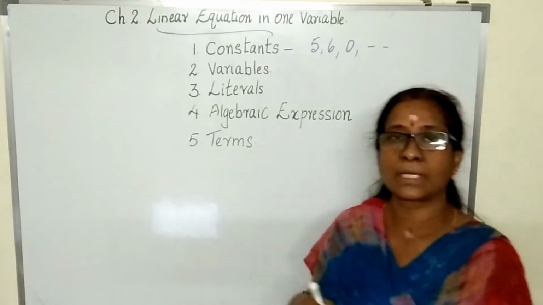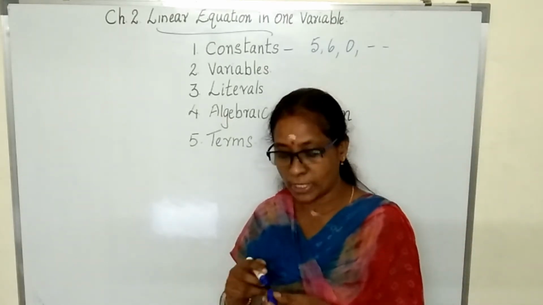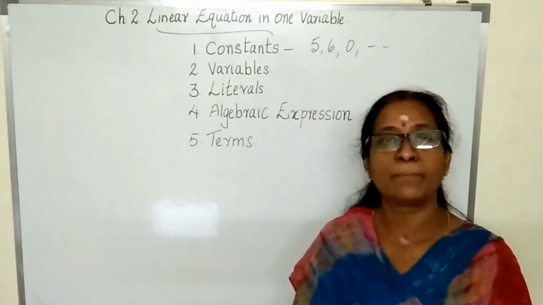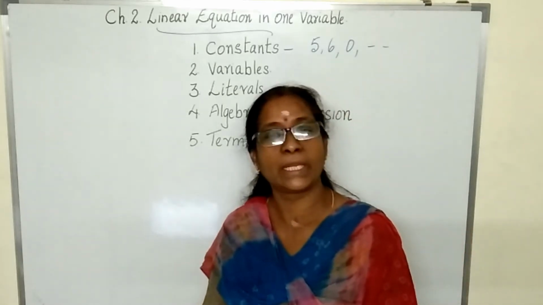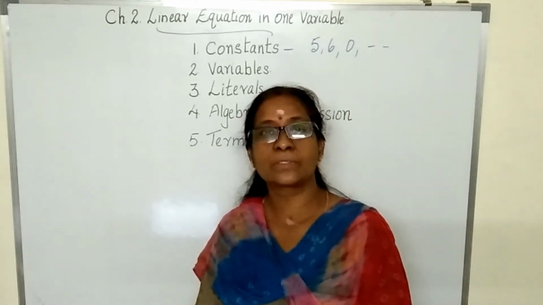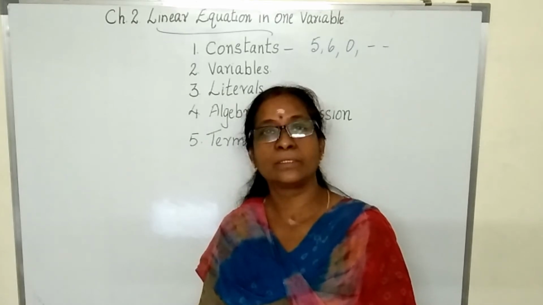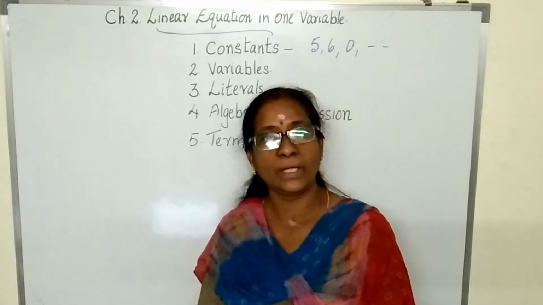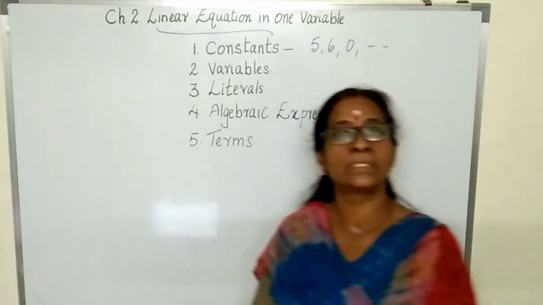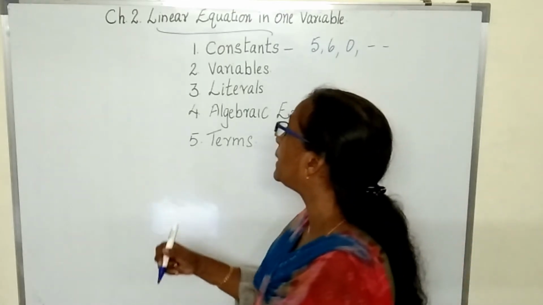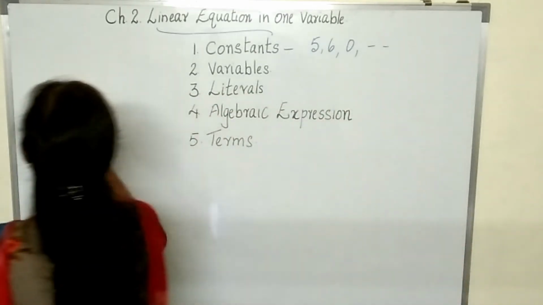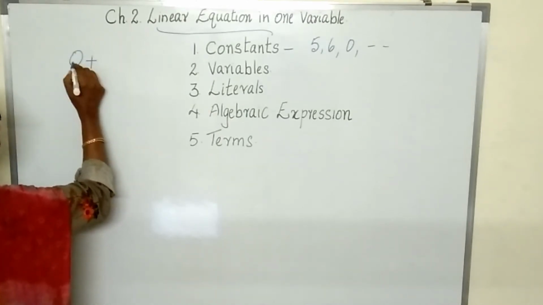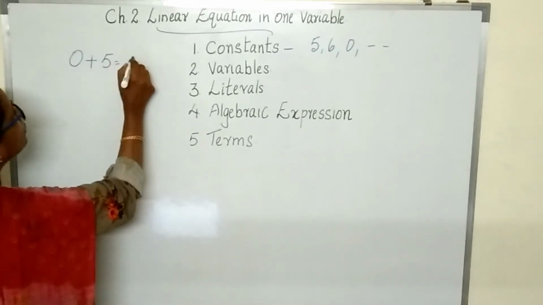Now the next concept is variables. What are variables? Variables means which can vary. The numbers which are able to vary. Vary means change. So the numbers which change their numerical values or which take different numerical values are called variables. Okay, variables you have learned in lower classes. You might have learned questions like this: a box or a circle plus 5 is equal to 7.